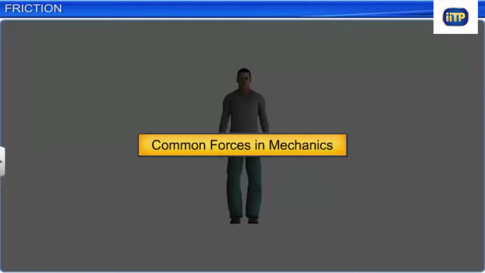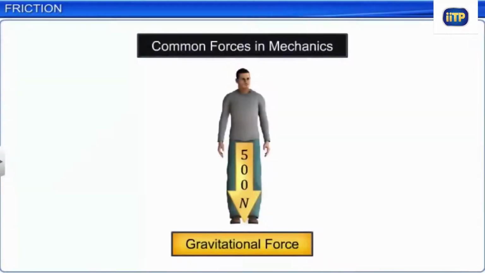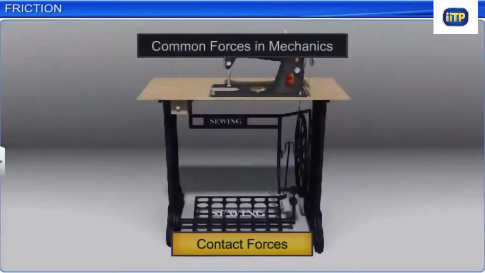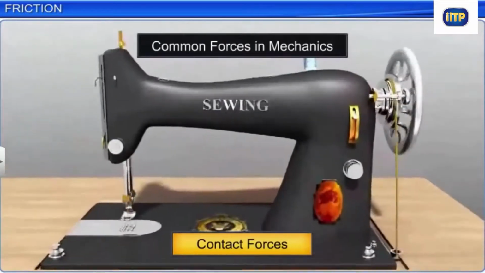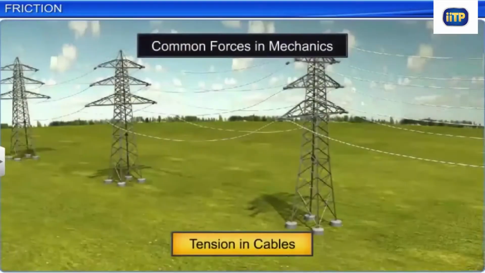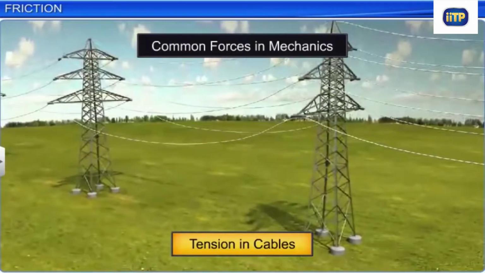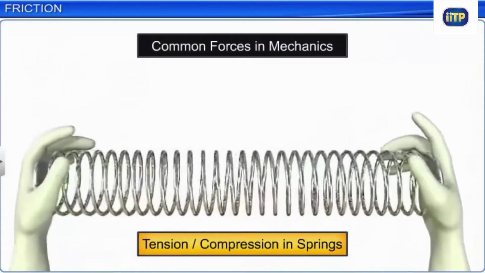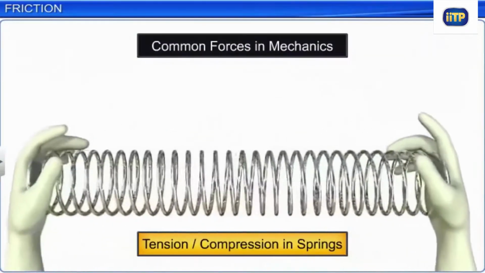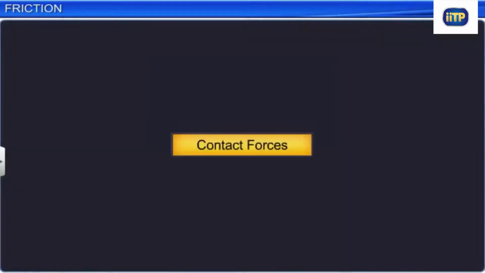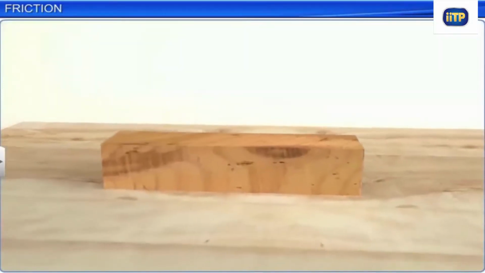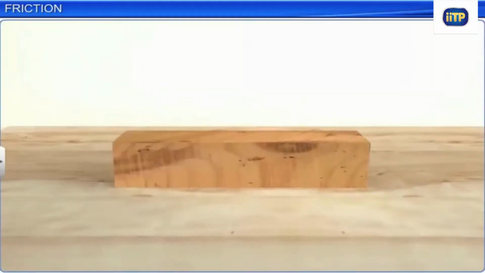Common forces in mechanics are gravitational force, which is the weight of a body, contact forces between moving pairs of links in a machine, tension in cables, and tension or compression due to elongation or compression in springs. In this module, we will focus on contact forces. An example of a contact force is the force between a box and the table on which it is placed.